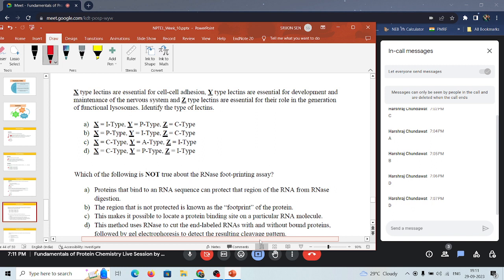So cell-cell adhesion will be easy to solve. Maybe the next two become tricky. Okay, you have an A type as well. You have a C type, A type, P type, and I type.